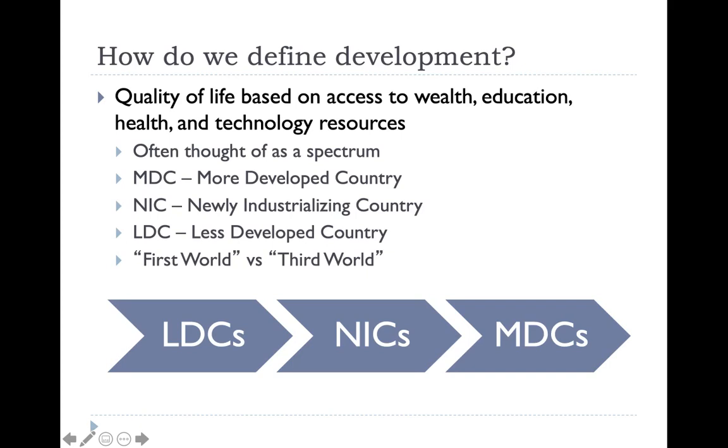The three categories are MDC, or more developed country. These are often your Western countries. The middle country is your NIC, or your newly industrializing country. And then the last one is LDC, or your less developed countries. When we think about MDC versus LDC, it's often a first world versus a third world mentality. MDCs would be considered first world countries, whereas LDCs would be considered third world countries.